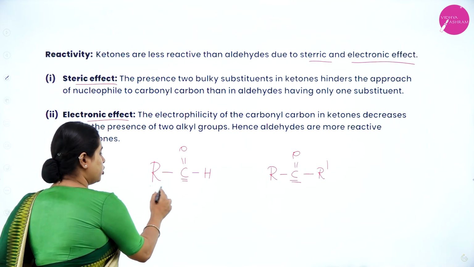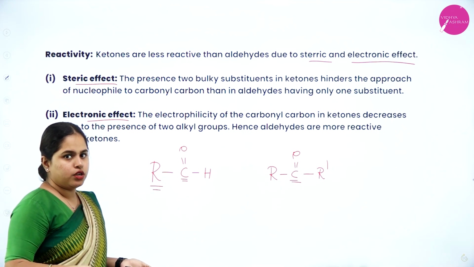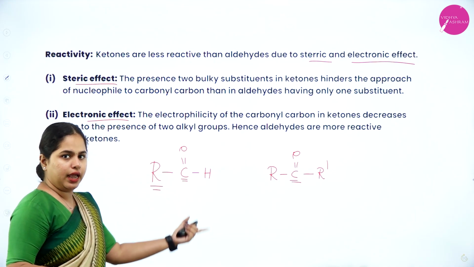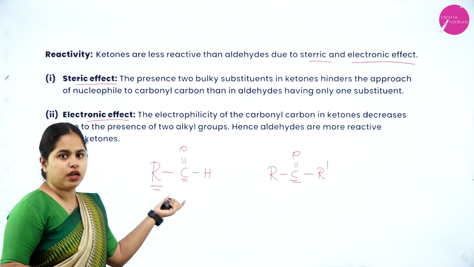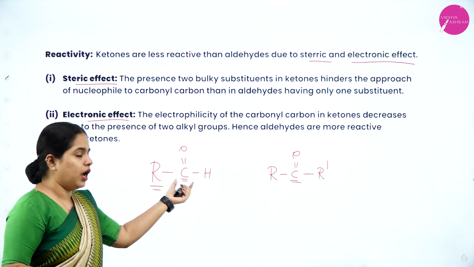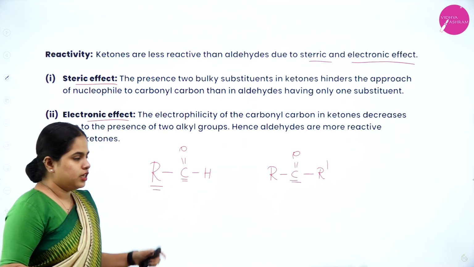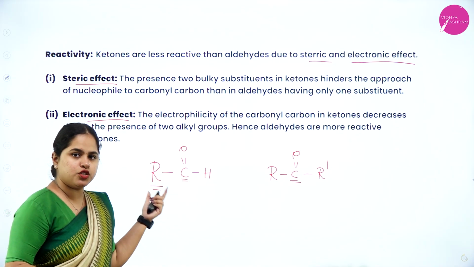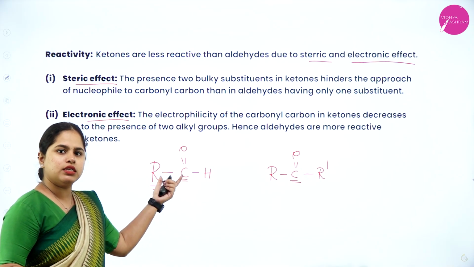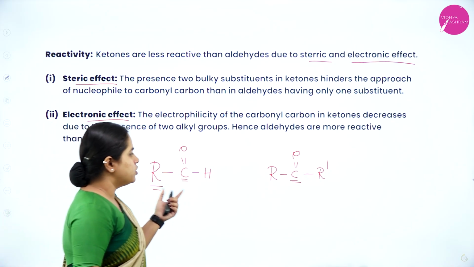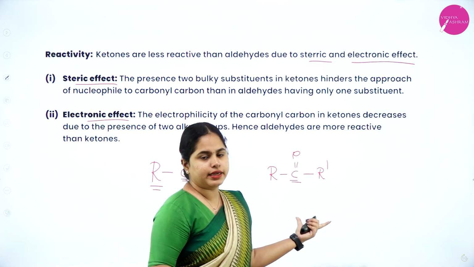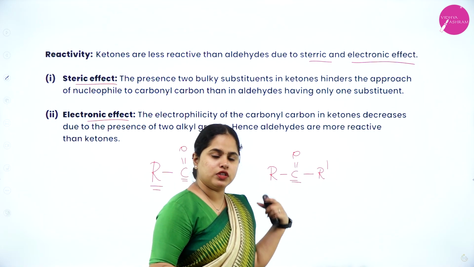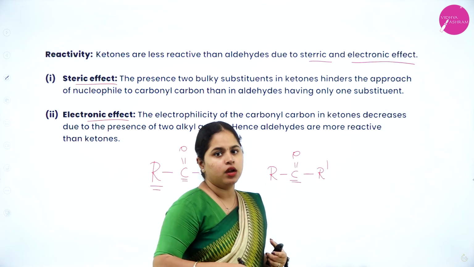Alkyl groups are electron donating groups. So, what happens? It is donating the electrons, so the electrophilic nature of the carbonyl carbon will become less. In case of aldehydes, you have only one alkyl group, so it is not much of an issue. But compared to ketones, what is going to happen? Both are alkyl or aryl groups. Hence, the electrophilicity of the carbonyl carbon will become much lesser.